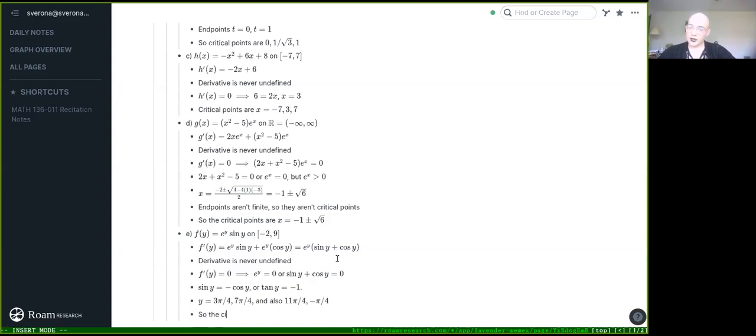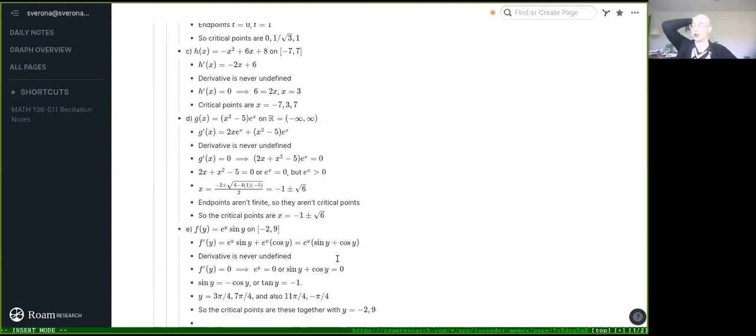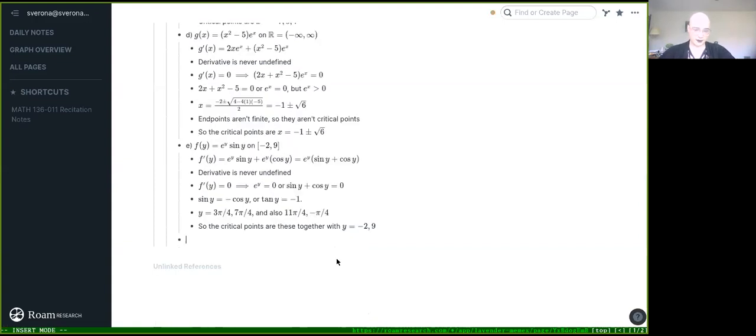And we already agreed that this derivative was never undefined, so the critical numbers, critical points, are these together with y equals -2. My computer was lagging just real bad. And y equals 9. Okay, that wraps up critical points.